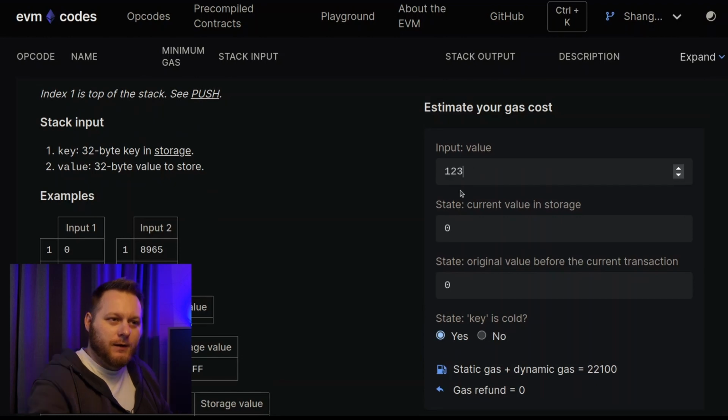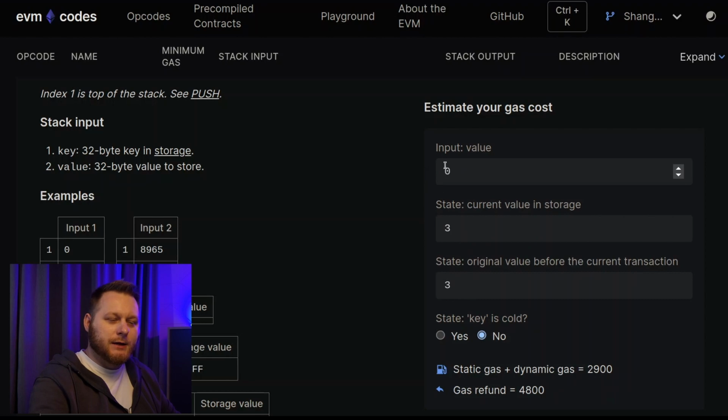For example, if we are inputting a value and the current value in storage is 0, and before the current transaction is also 0, we are paying 22k. If the value was different, then you can see that we are actually getting a gas refund here. That's because we have our value 3 before the transaction and we changed it to 0.